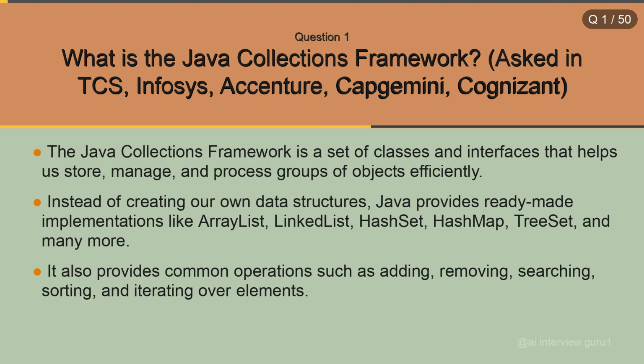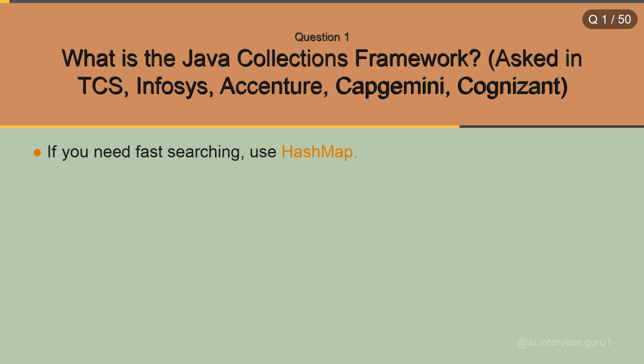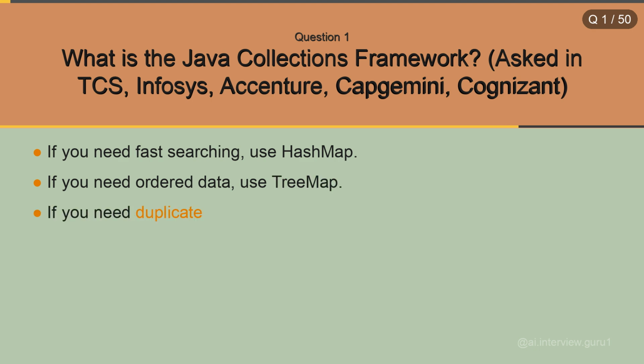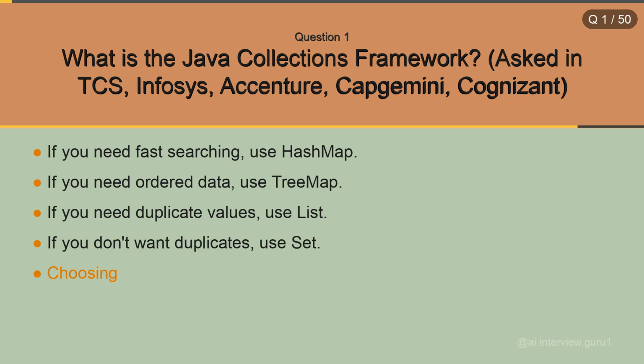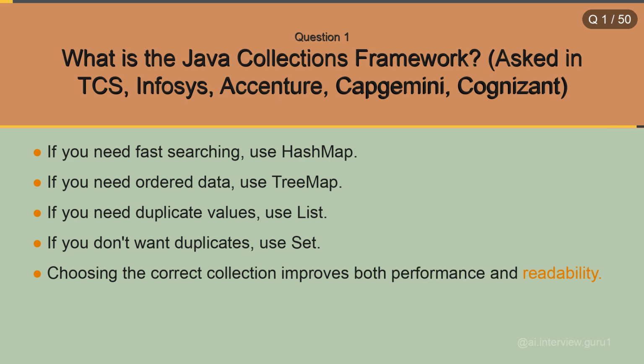Think of it like a toolbox where every tool is designed for a specific purpose. If you need fast searching, use HashMap. If you need ordered data, use TreeMap. If you need duplicate values, use List. If you don't want duplicates, use Set. Choosing the correct collection improves both performance and readability.